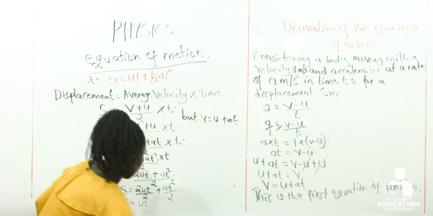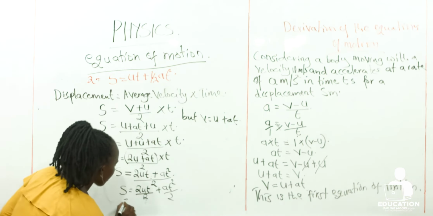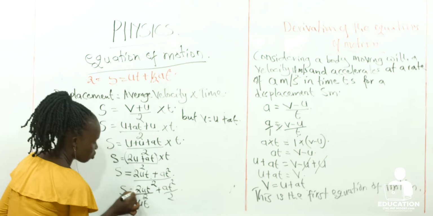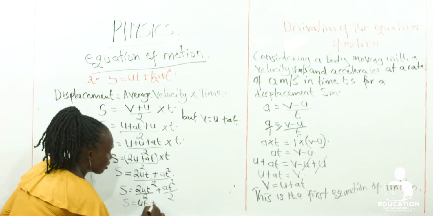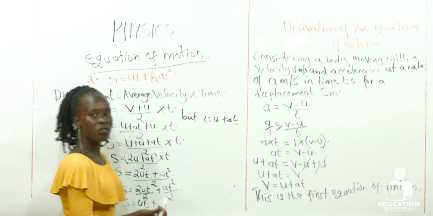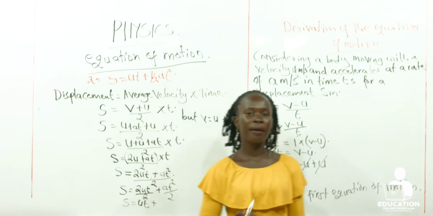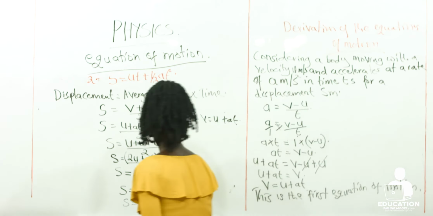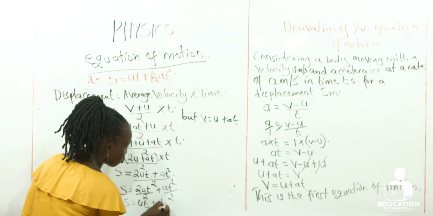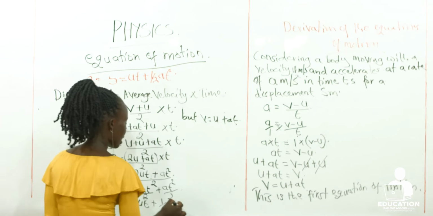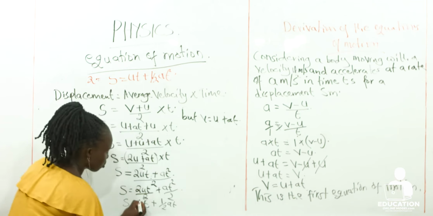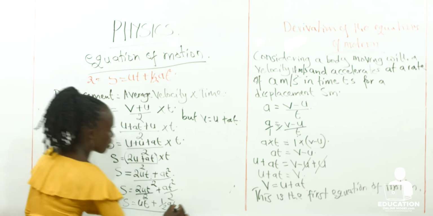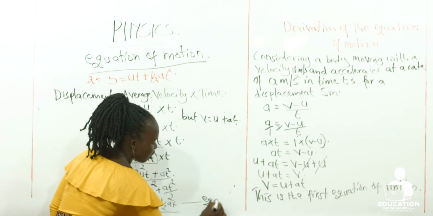Let's make it more clear. We shall have our s is equals to ut, because this 2 will cancel off with that, then plus our coefficient of at squared is 1. So when you divide 1 by 2, what will you get? You will get a half. So we shall have our a half here as 1 over 2 at squared. You'll see that at the end we are having this already. So when you look at what we've come up with here, it is the same as that. So this is our second equation of motion.